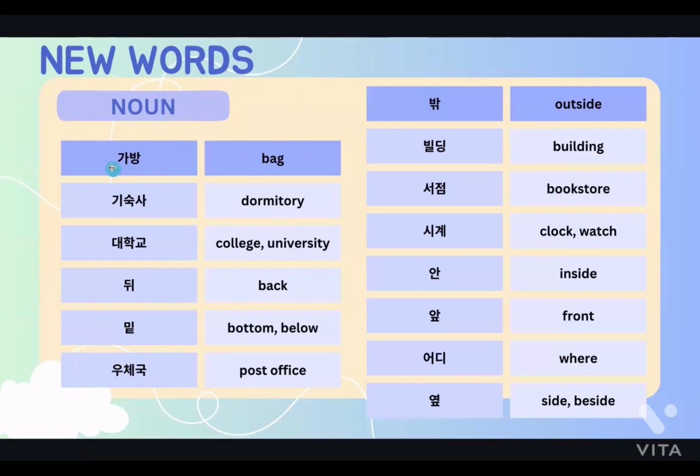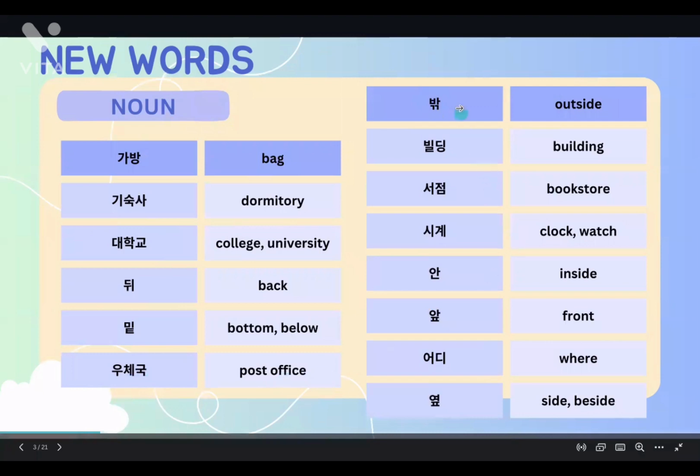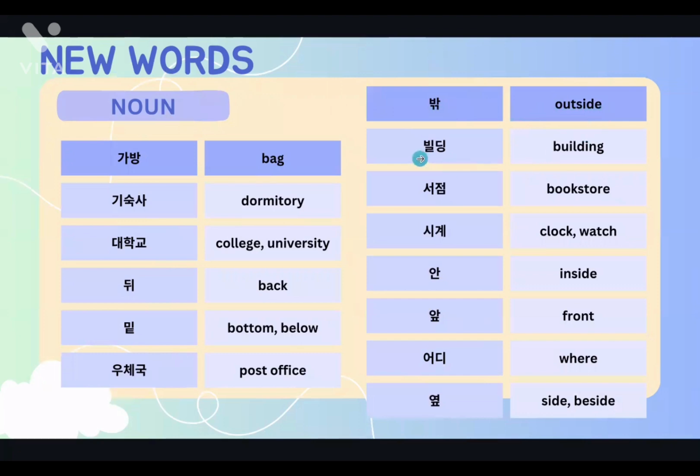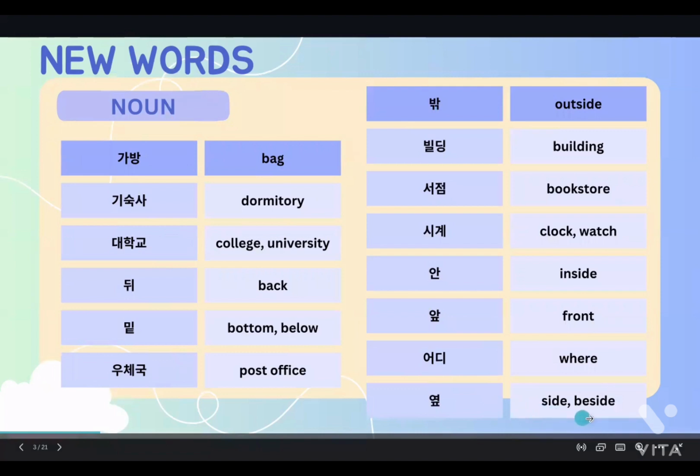Noun. 가방, 가방, bag. 기숙사, 기숙사, dormitory. 대학교, 대학교, college, university. 뒤, 뒤, back. 밑, 밑, bottom, below. 우체국, 우체국, post office. 공원, park. 밖, outside. 건물, building. 서점, 서점, bookstore. 시계, 시계, clock, watch. 안, inside. 위, up. 앞, front. 어디, 어디, where. 옆, 옆, side, beside.